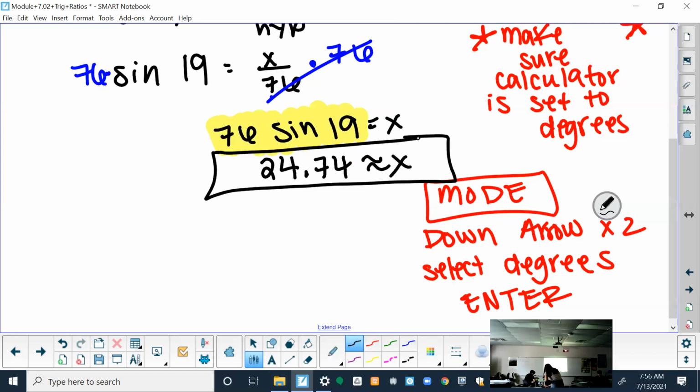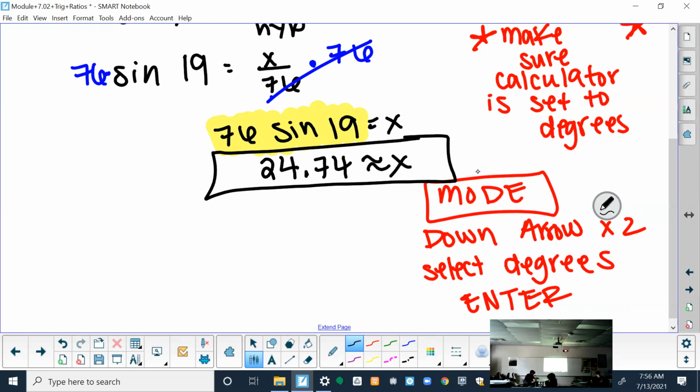Okay. 76, sine 19. All right, anyone else not finding the button?